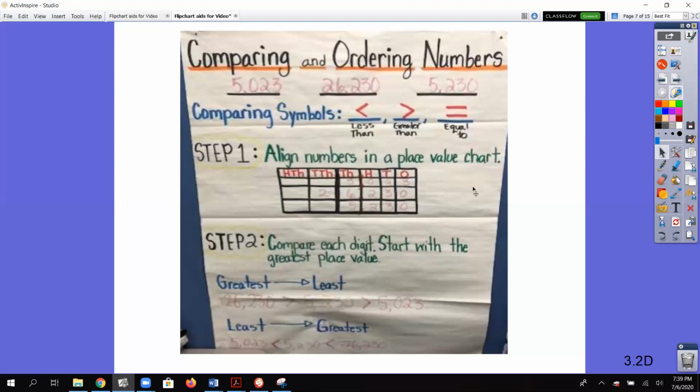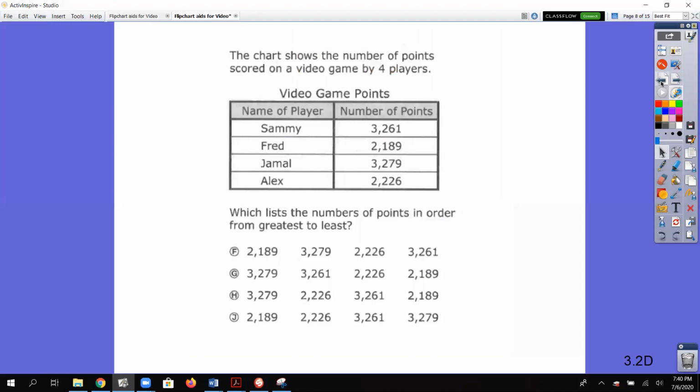So once you align them in the chart, step 2 would be to compare each digit and start with the greatest place value. So that's how it helps you compare them. The question will either ask you greatest to least or least to greatest. So we're going to be looking at an example here.